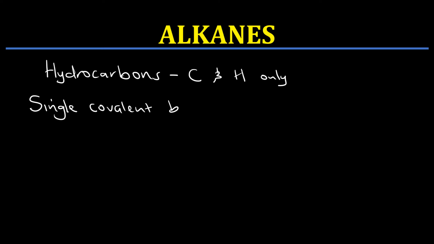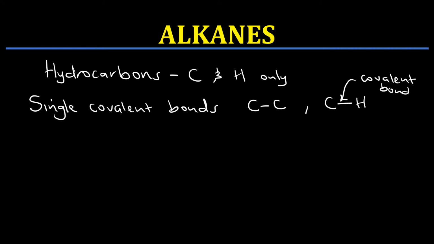Why do we say single covalent bonds? Because we also have scenarios where we might have double bonds or triple bonds. But under alkanes, we shall have single covalent bonds. That is to say, between carbon and carbon, and also between carbon and hydrogen. Remember, this dash here shows a covalent bond, where we have the sharing of two electrons.